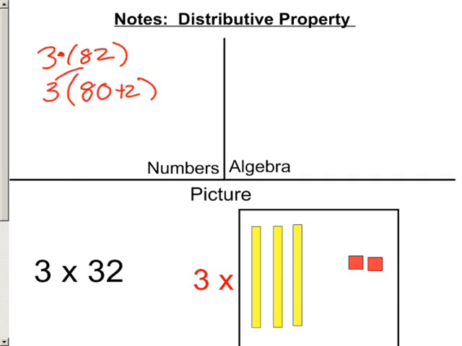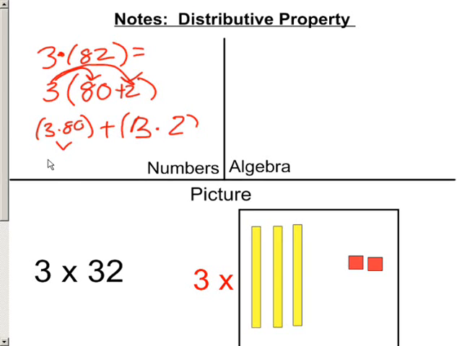Now, if I take the 3 times the first part, times 80, and I add that to 3 times the ones place, which would be 6, and I add those back together, I'll get the same answer as if I did 3 times 82 on my calculator. So 3 times 80 is 240, plus 6, and I can see that my answer is going to be 246. So that's a numerical example. Let's try a couple algebraic examples.